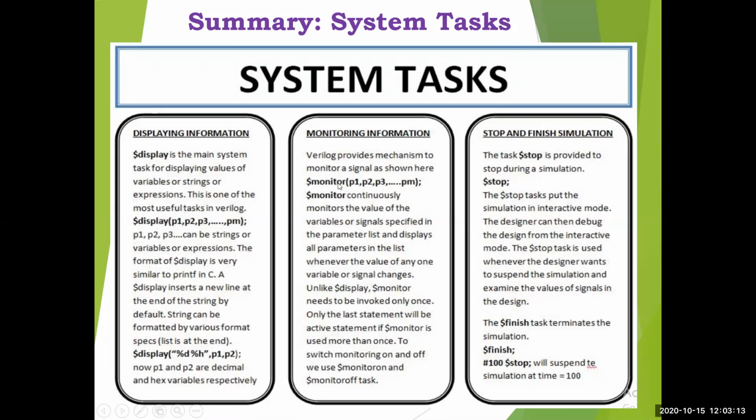The second system task is monitoring information. Verilog provides a mechanism to monitor a signal. Its construct is similar to display, and monitor is the keyword. $monitor continuously monitors the value of the variables or signals specified in the parameter list and displays all parameters in the list whenever the value of any one variable or signal changes. Any one value changes, it will display. There is a difference between display and monitor.